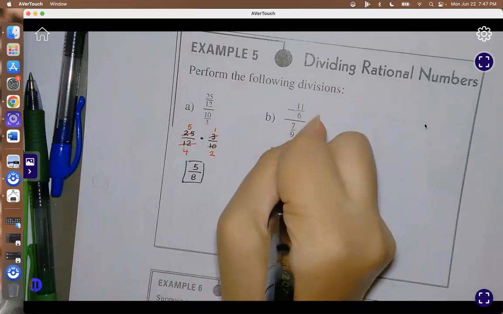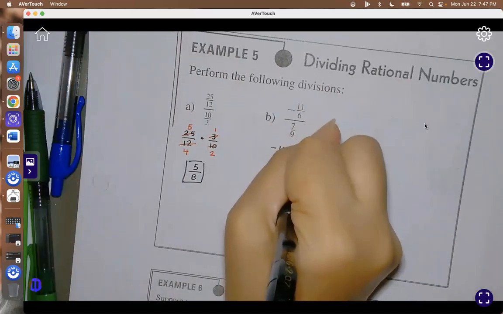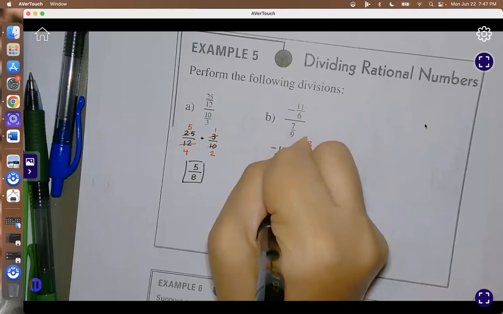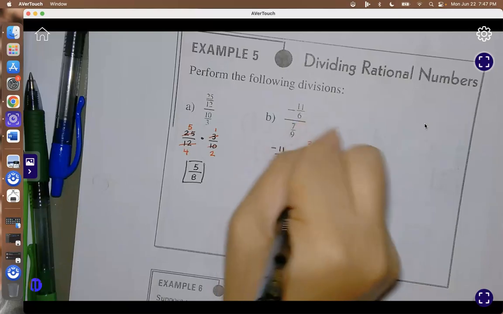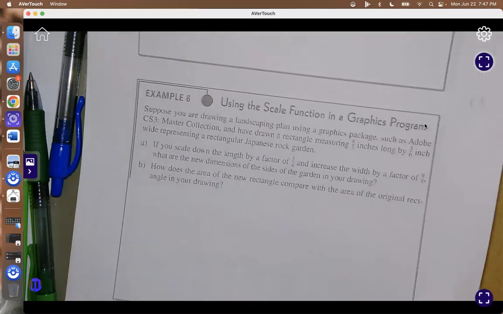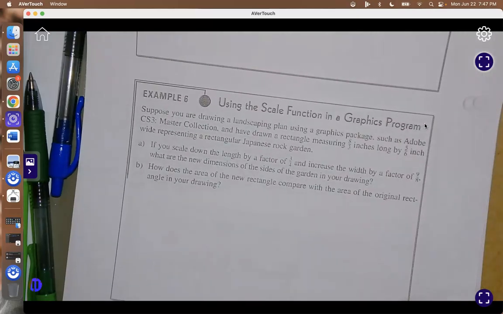So this becomes negative 11 times 3 is negative 33. 2 times 7 is 14. And that's your answer. And if you need to go back and listen to these again, feel free to rewind and watch them again. All right.